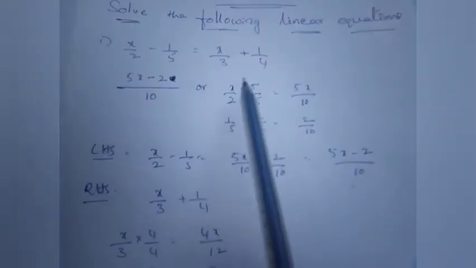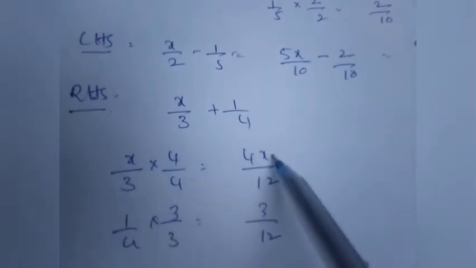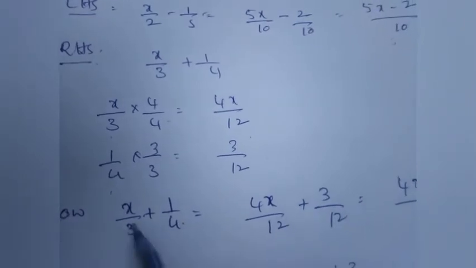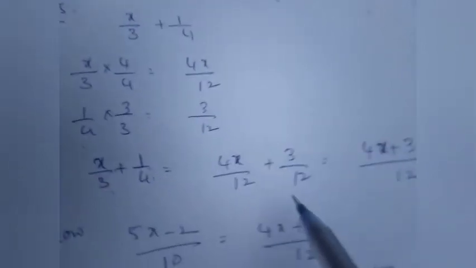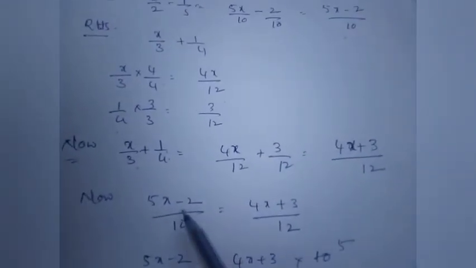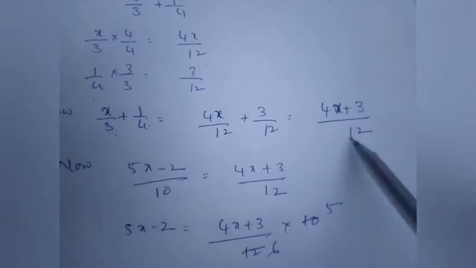And the RHS side, x by 3 plus 1 by 4. With 4 I am multiplying this, x by 3 into 4 by 4, that is 4x by 12. Next 1 by 4 into this 3, so 3 by 12. Now this addition. So x by 3 plus 1 by 4 is equal to 4x by 12 plus 3 by 12. The denominators are equal, so I am adding the numerators: 4x plus 3 by 12. Now what is the LHS value? We got 5x minus 2 by 10 is equal to the RHS value 4x plus 3 by 12.